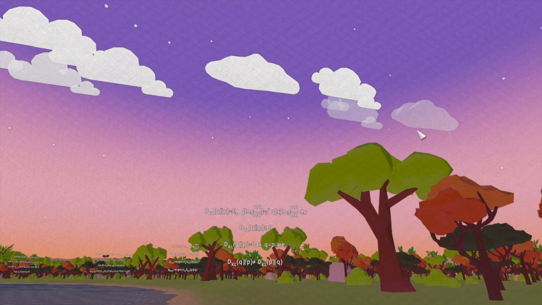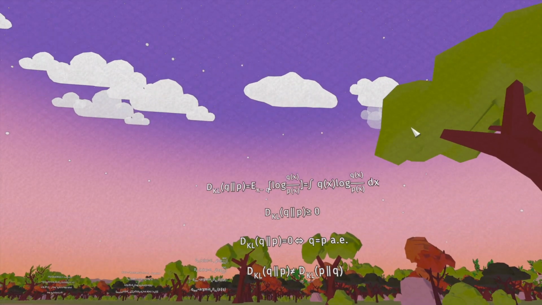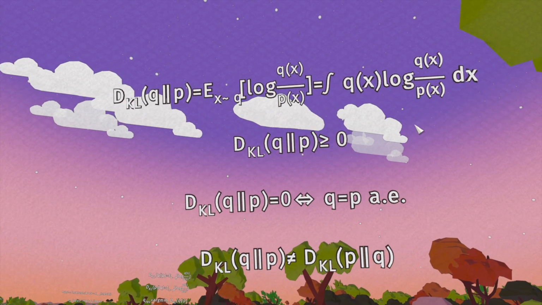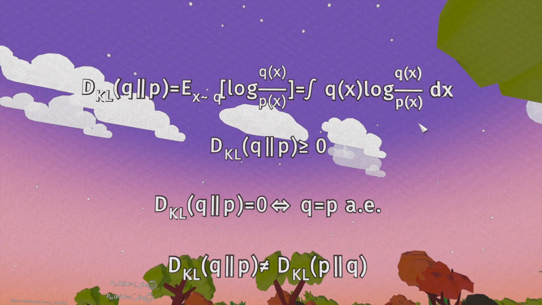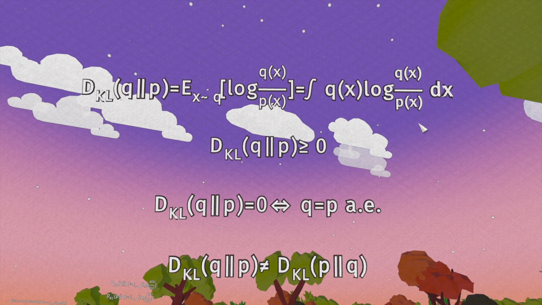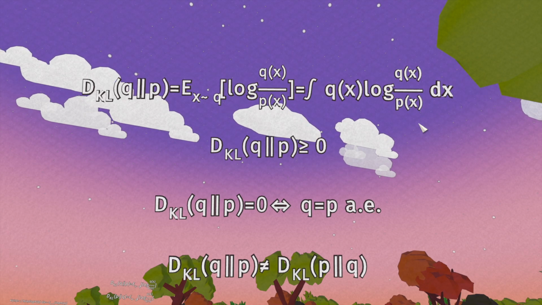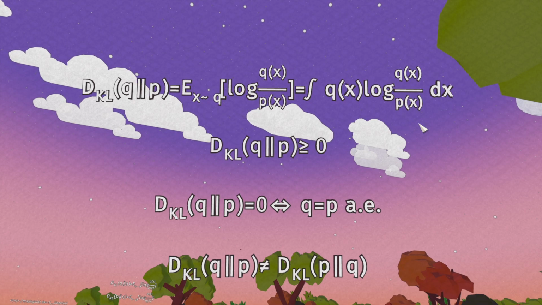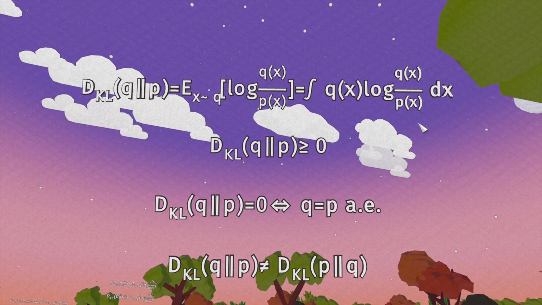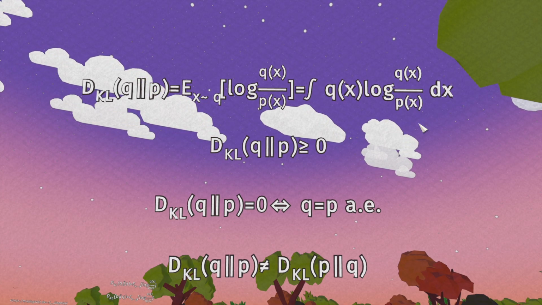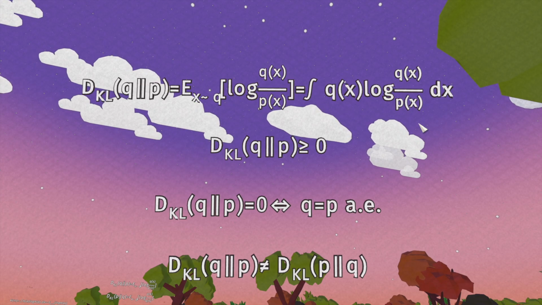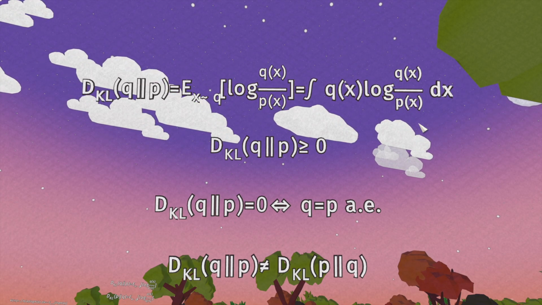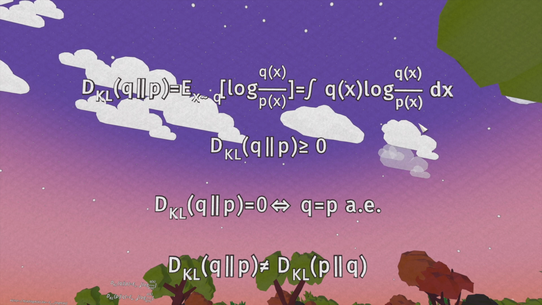The Kullback-Leibler divergence from Q to P is as defined here, always greater than 0. First, we have this non-negativity, so Gibbs inequality, derived from Jensen's inequality applied to the concave logarithm, with equality if and only if Q equals P almost everywhere. This is what allows us to have a KL penalty as a trust region.